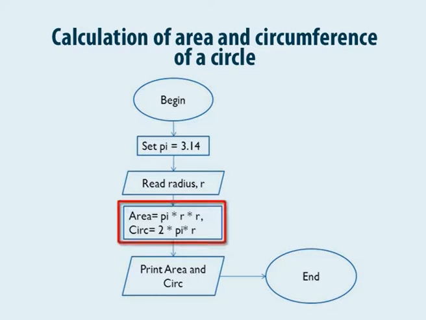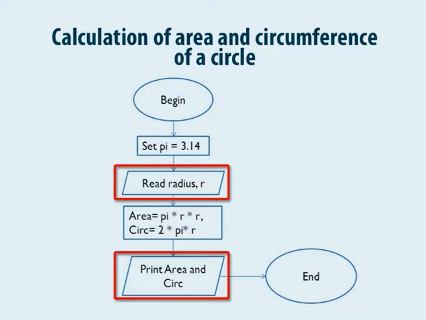As we know, the area of a circle is pi r squared and the circumference is 2 pi r. For computing these two, a process symbol is used. We can compute both area and circumference in one box separated by a comma, and we can also print both using one input-output symbol. Whenever we have to read, display or compute more than one value, there is no need to write them in separate boxes. You can write them in the same box separated by commas.